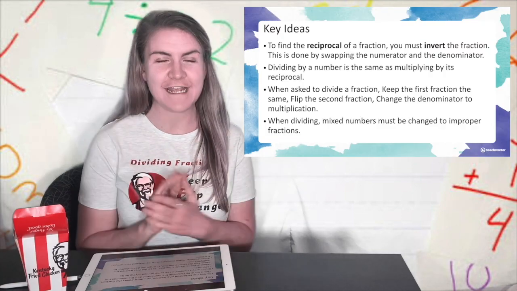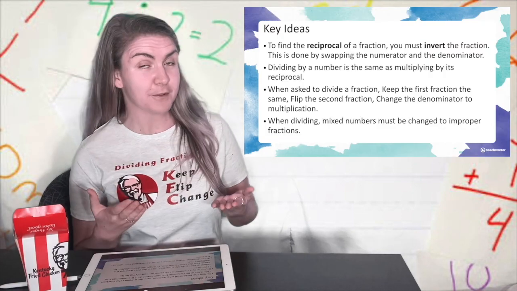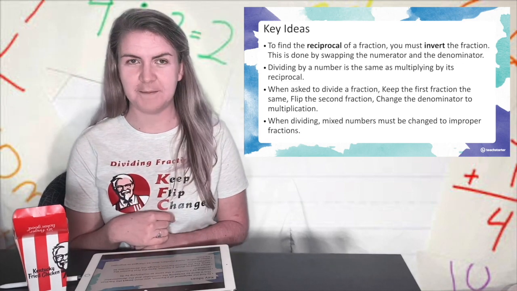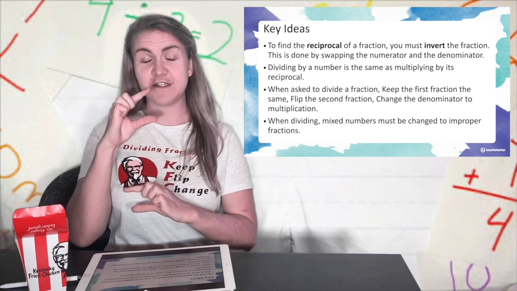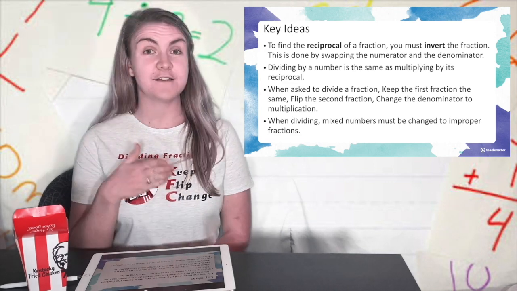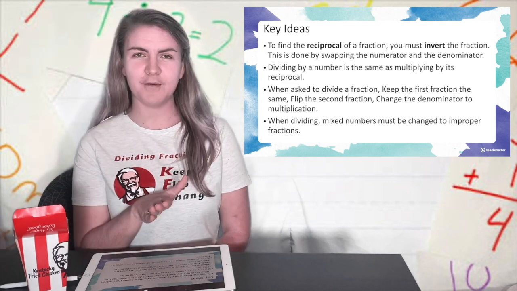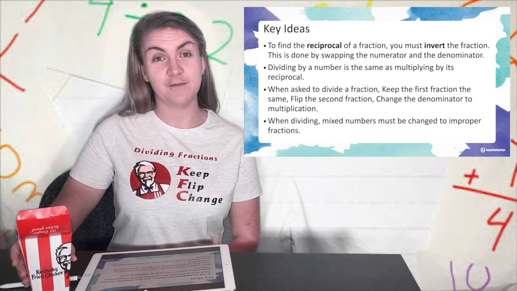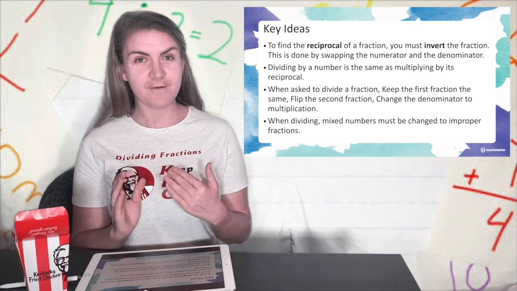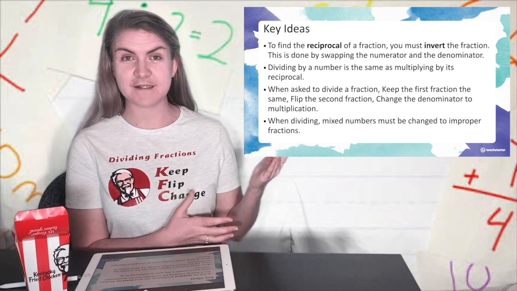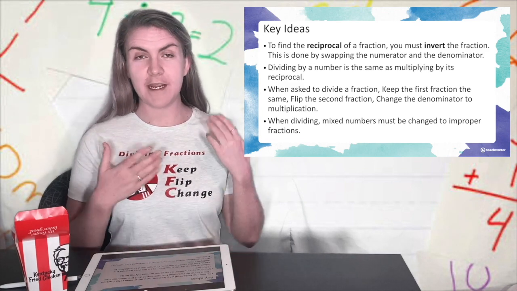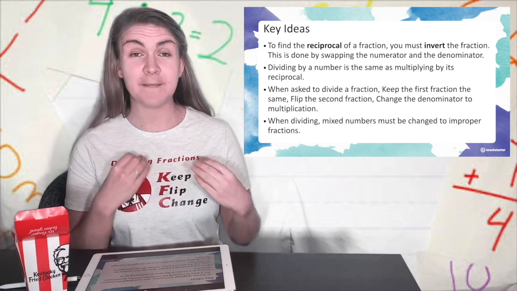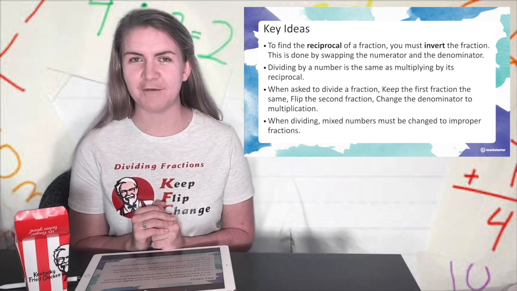Let's go over our key ideas. To find the reciprocal of a fraction, we must invert the fraction, basically turn it upside down. So we swap the numerator with the denominator and it's called the reciprocal. Dividing a number is the same as multiplying by the reciprocal. When we divide a fraction, all we have to do is have some KFC. We keep the first fraction the same, we flip the second fraction to be the reciprocal, and we change the division to a multiplication sign. And lastly, when dividing mixed numbers, we should convert them to improper fractions.